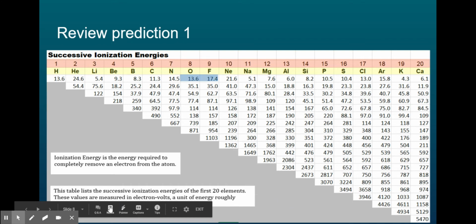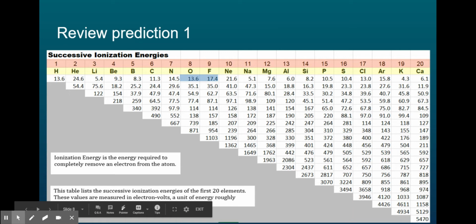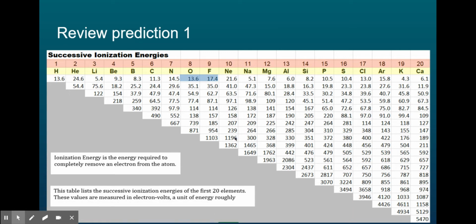Okay, so we look at fluorine, which has a larger ionization energy than oxygen. And neon has a larger ionization energy than fluorine. But something happened here. It didn't go up going from neon to sodium. It dropped way down. All right, let's take a broader view of the data.